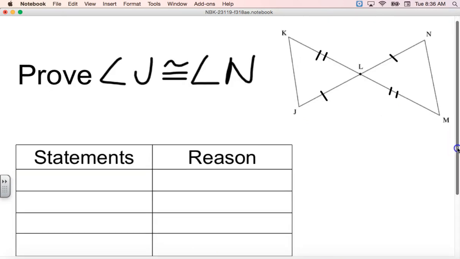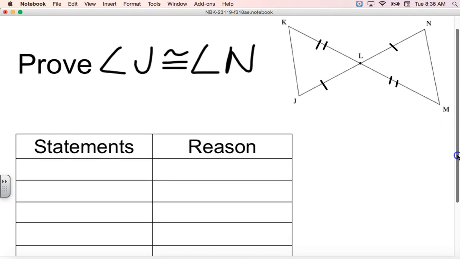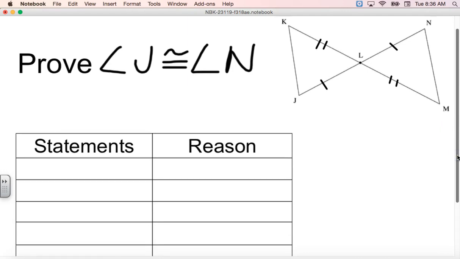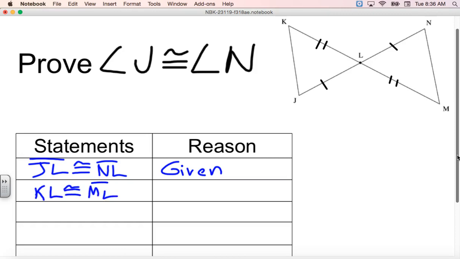Now, let's do one real quick. Right here, we want to prove that angle J is congruent to angle N. We've got a picture here with some stuff given to us, so let's put our given statements. We notice that JL and NL have one mark, so we can say JL is congruent to NL. That's given in the picture. And we can also say that KL is congruent to ML, because that's given in the picture.